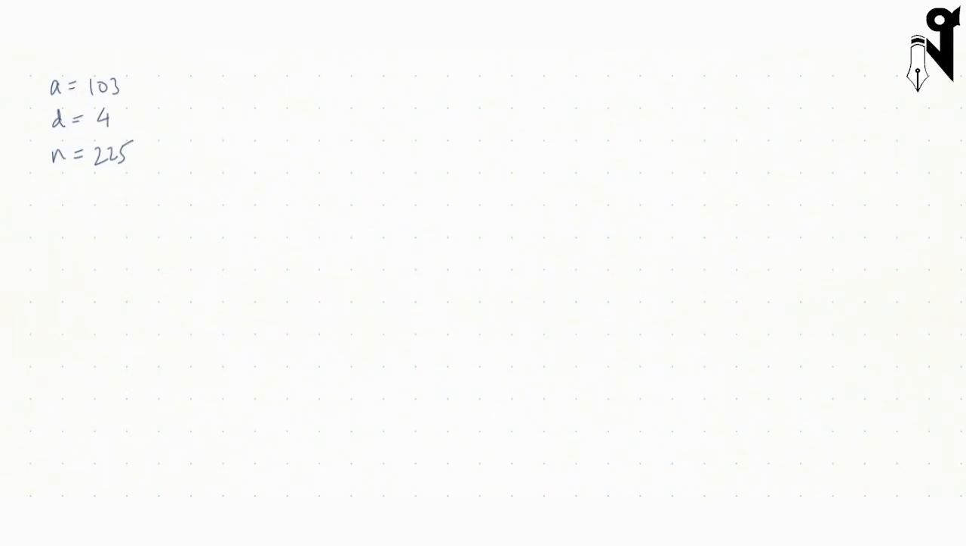So the middle term is going to be 225 plus 1 by 2. This is basically n plus 1 by 2. Okay, so that's 226 by 2, which is 113. So the 113th term is the middle term of this sequence. Okay, let's find out the 113th term.